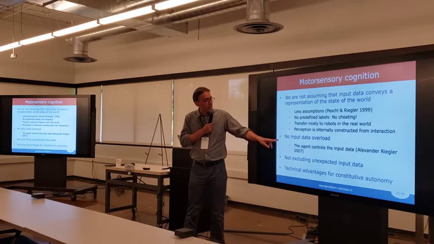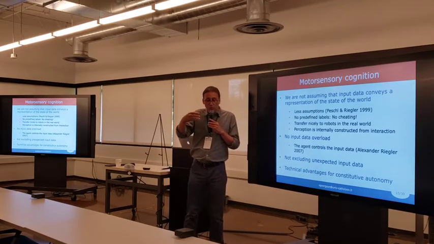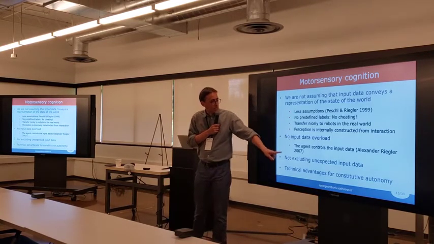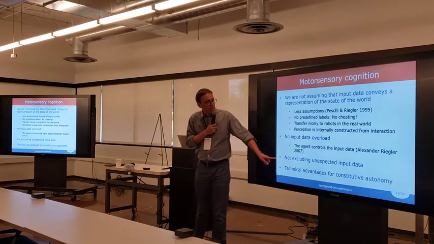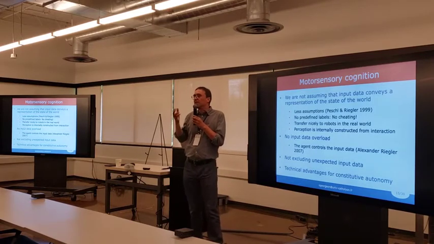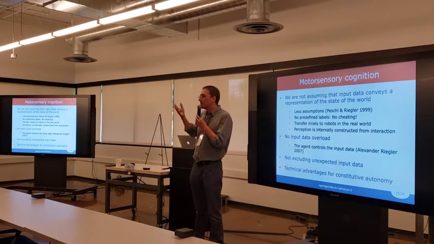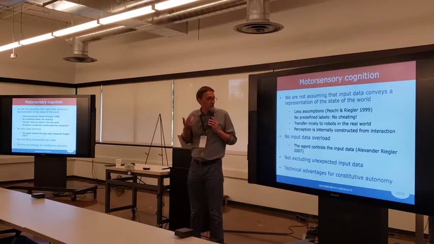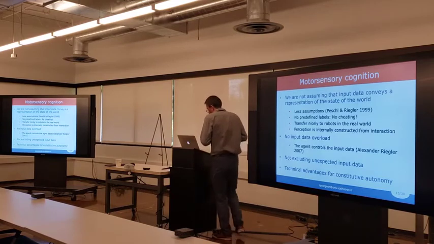So there is no input data overload, because input data is feedback from action, so the robot controls the quantity of input data it receives. This is argued more in Alexander Rücker 2007. But we are not excluding unexpected input data. Sometimes a big noise can occur in the input data coming to us, even though we have done nothing. We are not excluding that. Our model can include that, just feedback from doing nothing. And it has many technical advantages that I will describe.